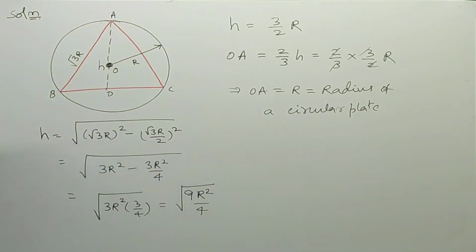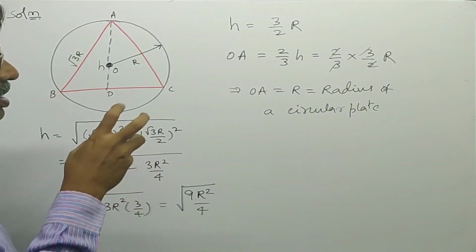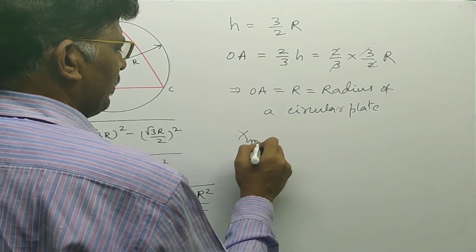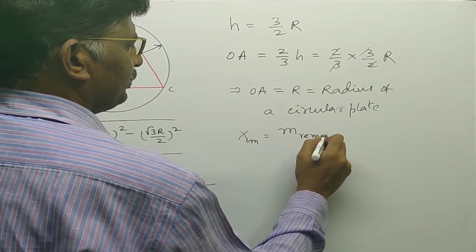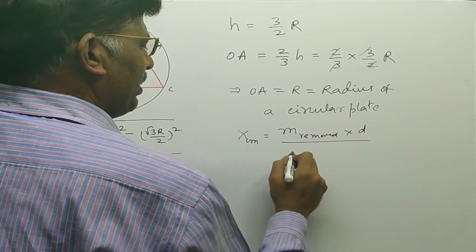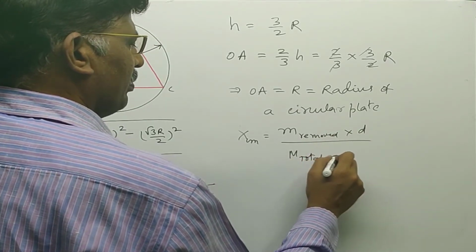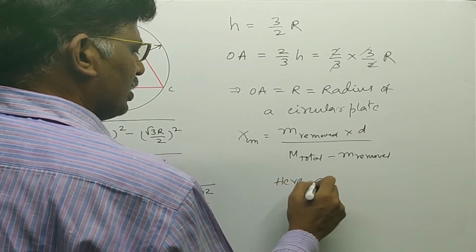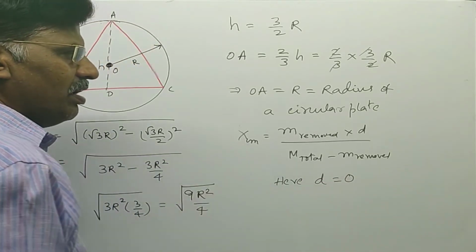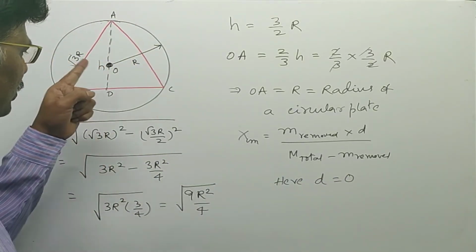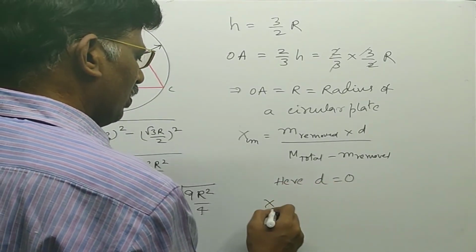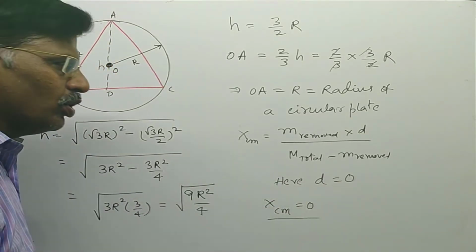So it means the centroid of an equilateral triangle and the center of a circular plate coincide. According to our formula, XCM is equal to m removed into d divided by m total minus m removed. Here d is equal to 0, where d is the distance of the center of mass of the removed portion from the original center of mass of the circular plate, d0. Therefore, the change in center of mass is 0.